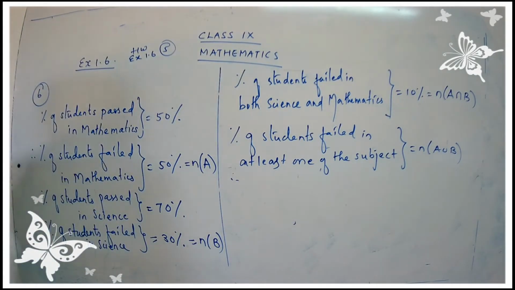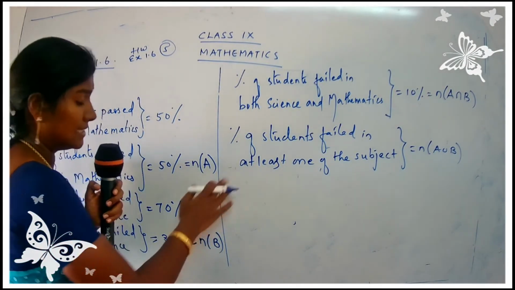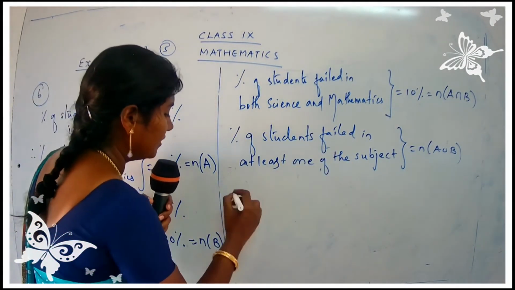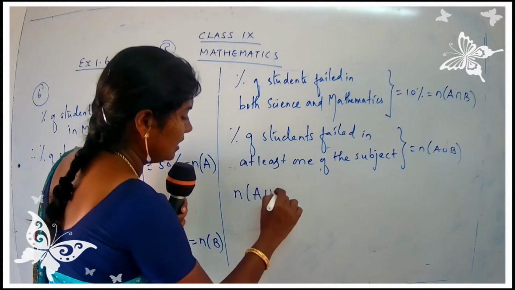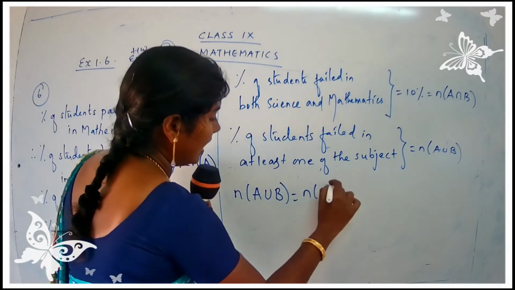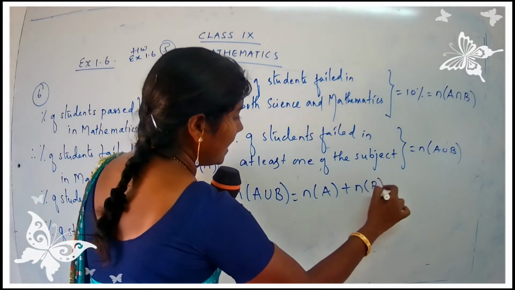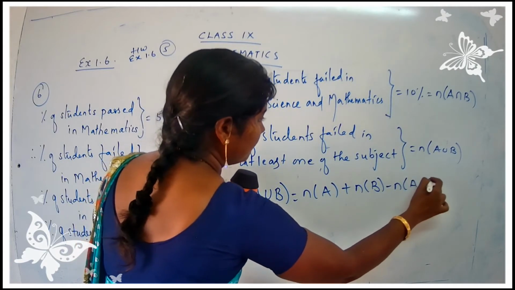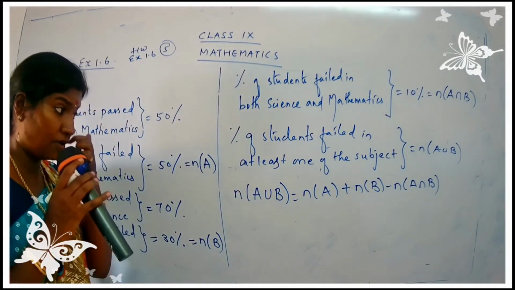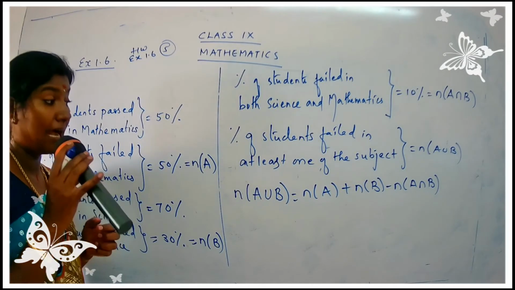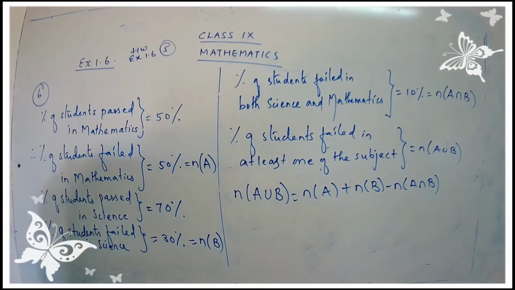Okay, children? So now we have already studied the formulas for cardinality in our previous exercise. I'm going to use a formula here. n of A union B is equal to n of A plus n of B minus n of A intersection B. Do you remember this formula? This was the formula we dealt with for cardinality of sets. So n of A union B is equal to n of A plus n of B minus n of A intersection B. Okay.